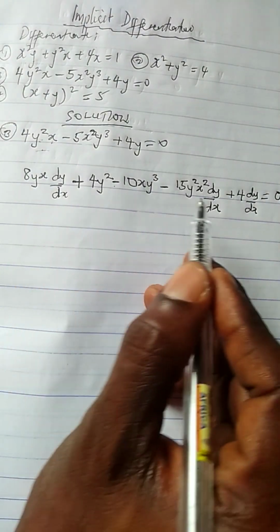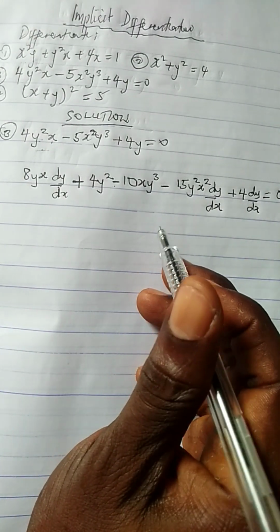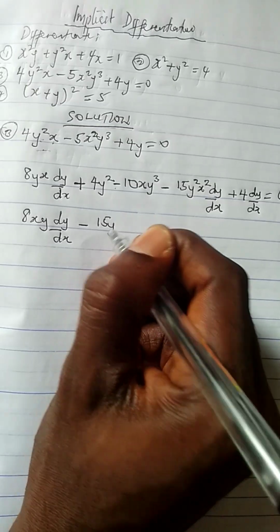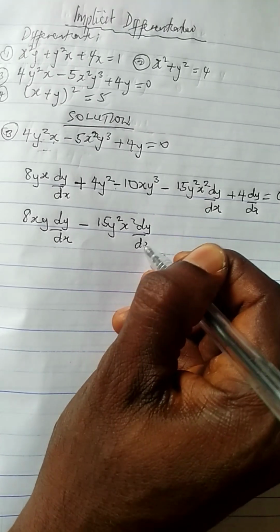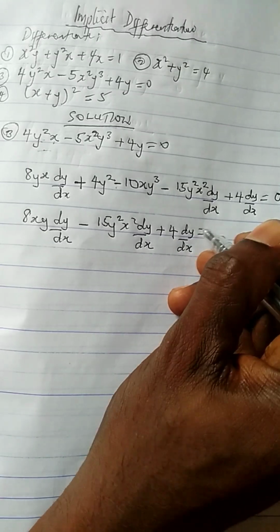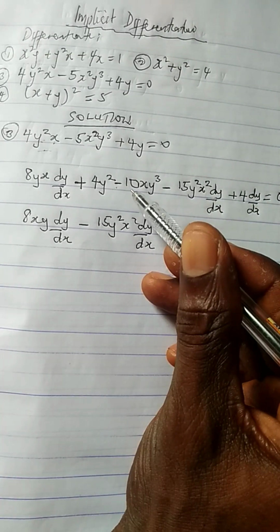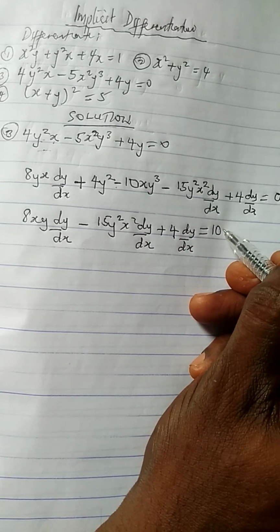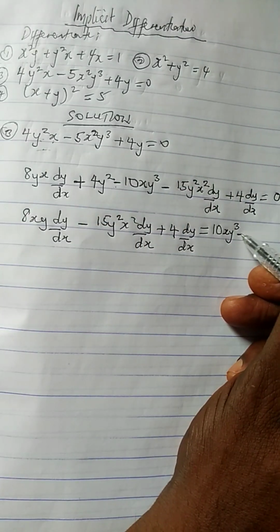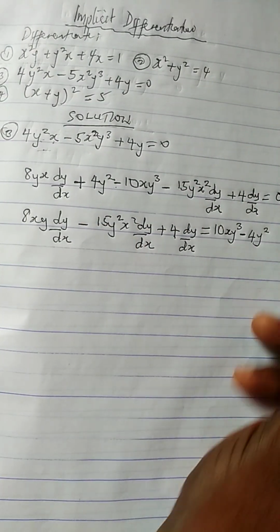Now, when you are done differentiating each of them, you are going to collect like terms. All the ones that contain the dy/dx, you bring them to one side. You leave them on the left hand side. Like this one, 8xy dy/dx. And another one is this, −15x²y² dy/dx. Another one is this, +4 dy/dx. Leave them on the left hand side, and the others, you take them to the right hand side. If you bring this one first, it changes to plus, we have 10xy³. Then another one does not have the dy/dx, so bring it there, change it to −4y². Now we have collected like terms here.